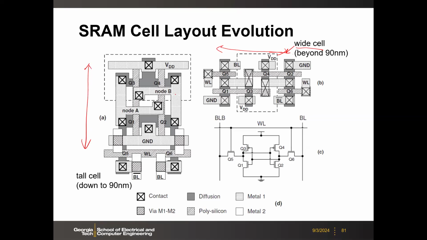So here, my question is, if I give you this tall cell layout, can you figure out which is which, right? Where is the pull up?